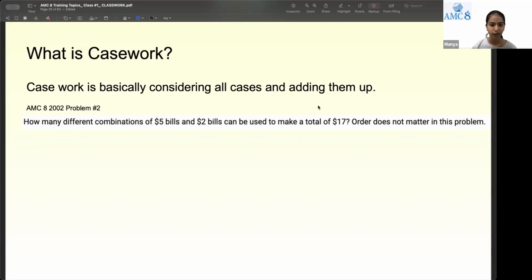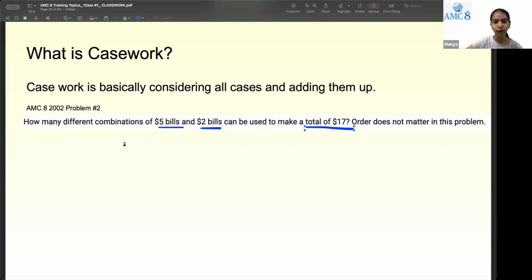How many different combinations of $5 bills and $2 bills can be used to make a total of $17? And the order does not matter in this problem. So we need a total of $17 here, and they only have $5 bills and $2 bills. So we need to consider all of these cases and find all of the combinations. We just need to know how many different combinations are possible. So here we need to make $17.